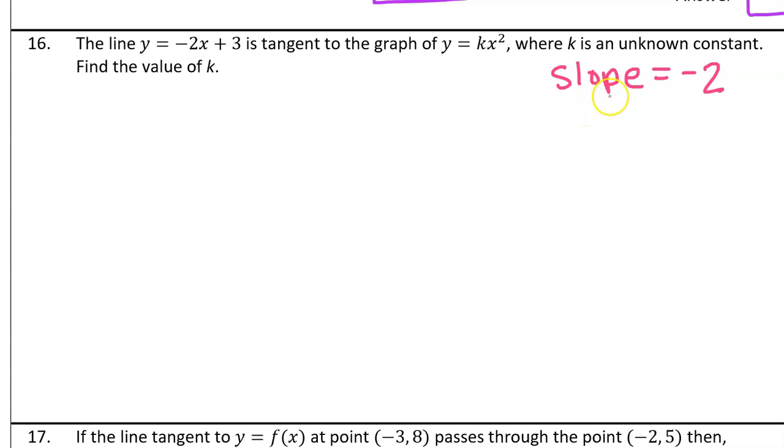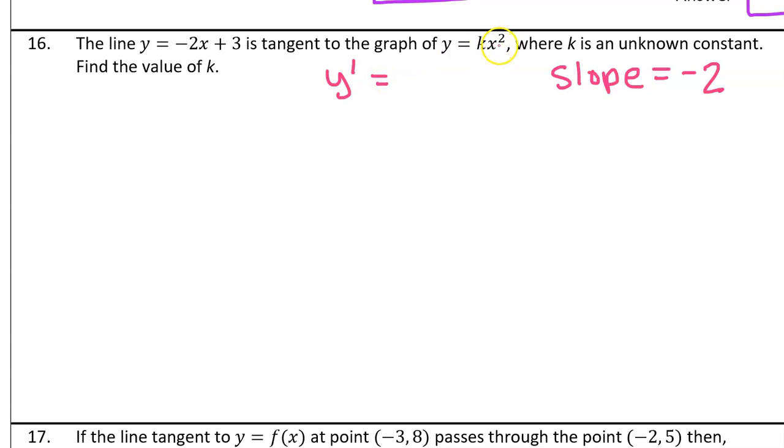First, let's deal with the information that the slope is equal to negative 2. All right, the slope of this curve has to equal negative 2. Well, when we talk about the slope of a curve, we're talking about the derivative. So let's go ahead and find that derivative.